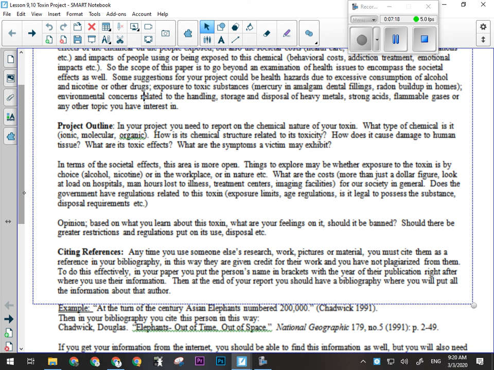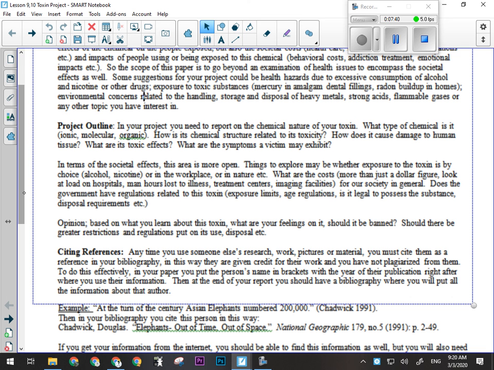In terms of societal effects, that's more open. Things to explore, maybe whether exposure to the toxin is by choice, or if it's in the workplace or in nature or something like that. What are the costs? And guys, it says here, more than just a dollar figure. In fact, I don't want any dollar figures. You're not going to find those, and if you do, they're probably made up anyway.